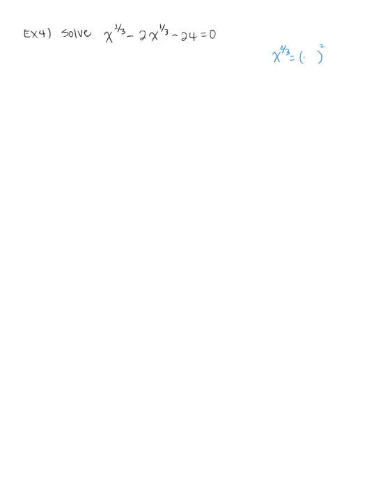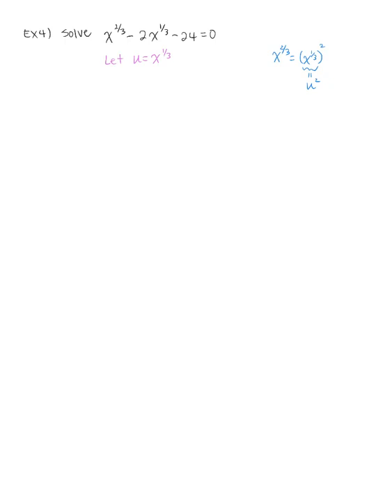Okay, can you tell me what goes in? So x to the what power, squared, is going to give us 2/3? Well, that's 1/3, isn't it? So in this case, we're going to let u equal x to the 1/3. Therefore, x to the 2/3 becomes u to the second power. So let me rewrite this: let u be x to the 1/3. Now I'm going to rewrite the original equation in terms of u.